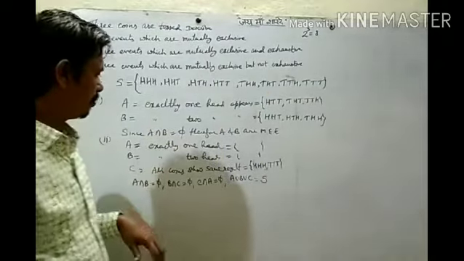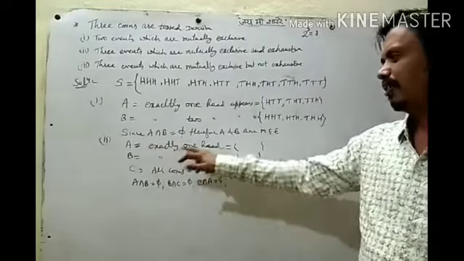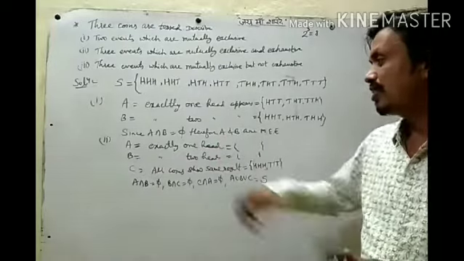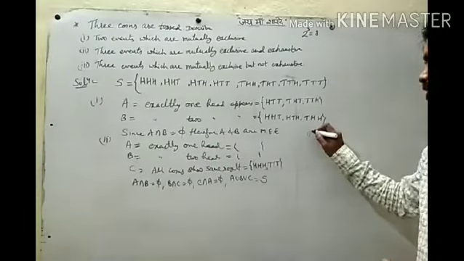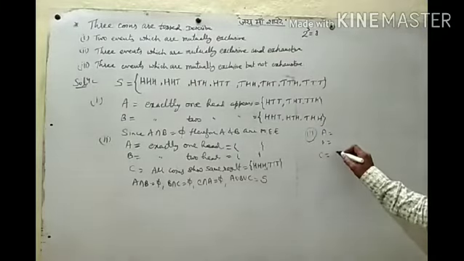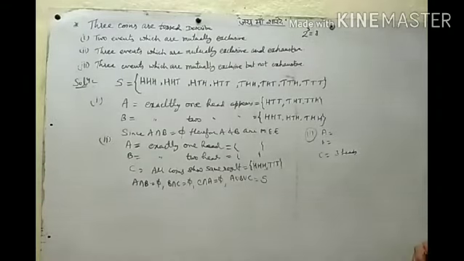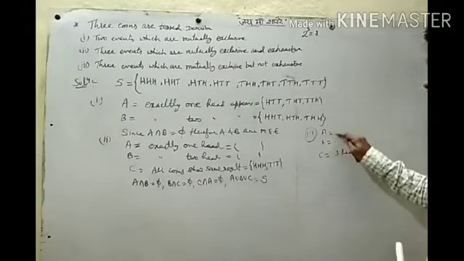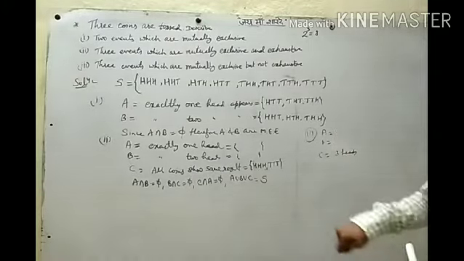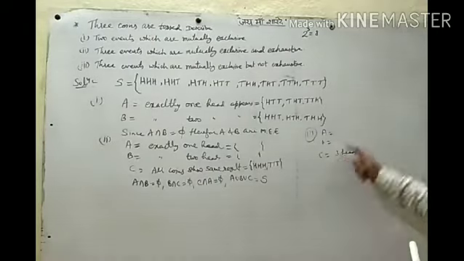So what can we do? See, if we take event A the same, exactly 1 head appears. Event B, exactly 2 heads appear. And for the third question, again A and B are the same. Event C we can take as exactly 3 heads appear. Then nothing is common, but the union will not be the complete sample space because TTT will not come here.